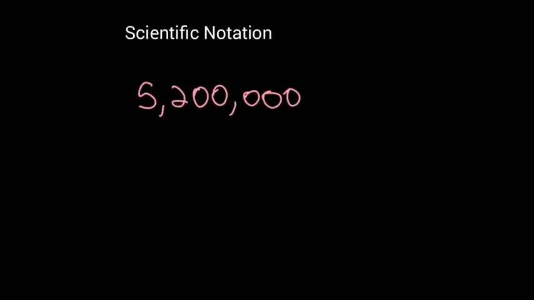In order to turn this into scientific notation, you have to take your decimal and move it till you have a number between 1 and 10. So you're always going to have one digit to the left of the decimal. In this case, it would be between the 5 and the 2.